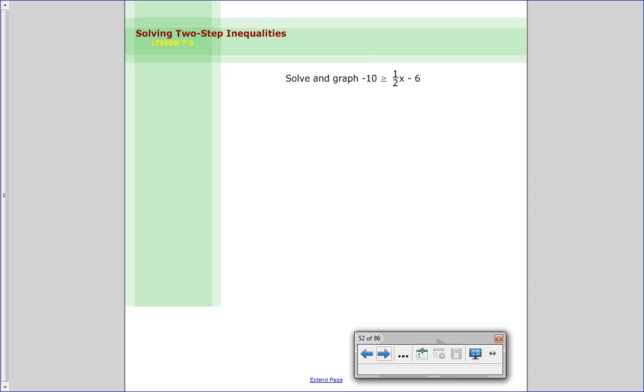Okay, your turn. We have -10 is greater than or equal to 1/2 times x minus 6. Same manner, but this time you have a fraction. So think what you have to do. How do we solve when there's a fraction? Well, we multiply by the reciprocal. So go ahead and solve this, and when you're all done, we'll go through it together. So pause me now.